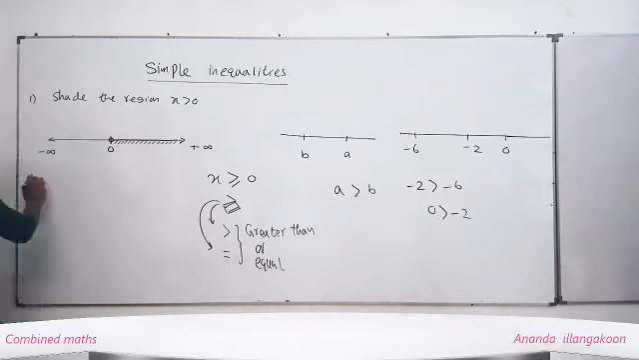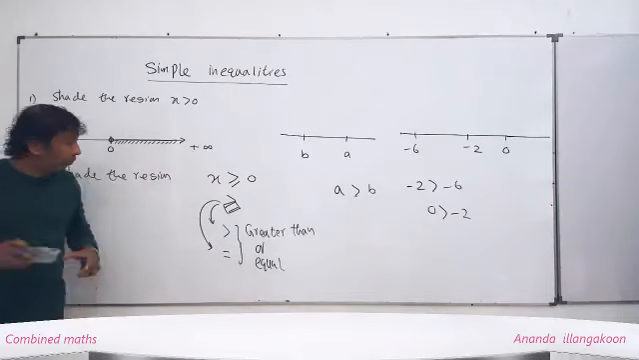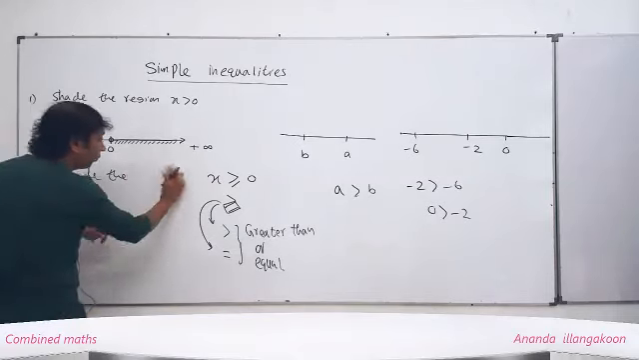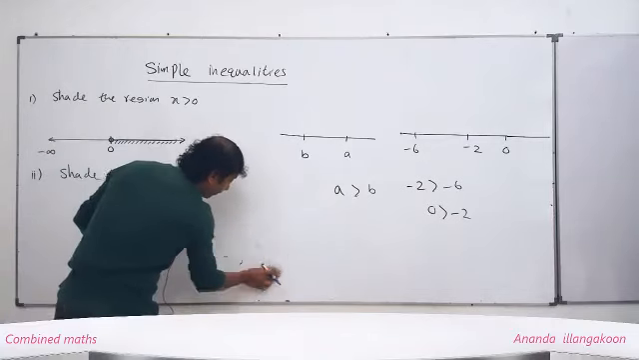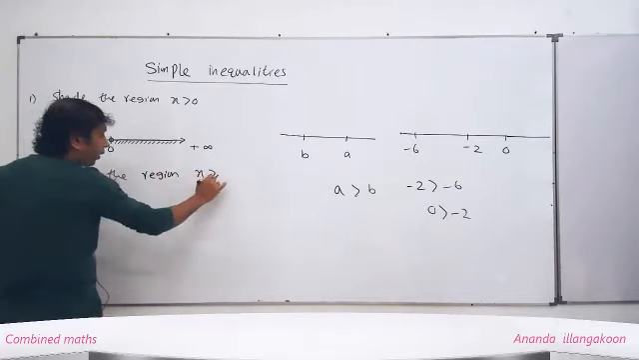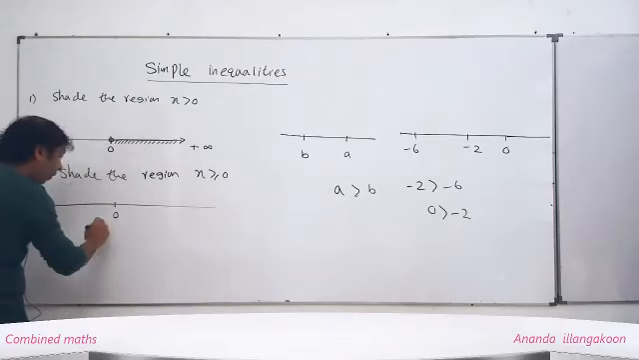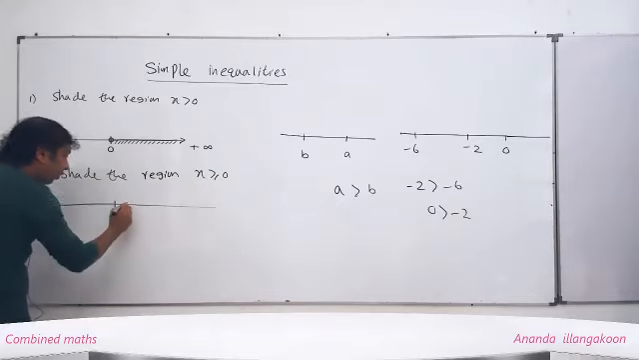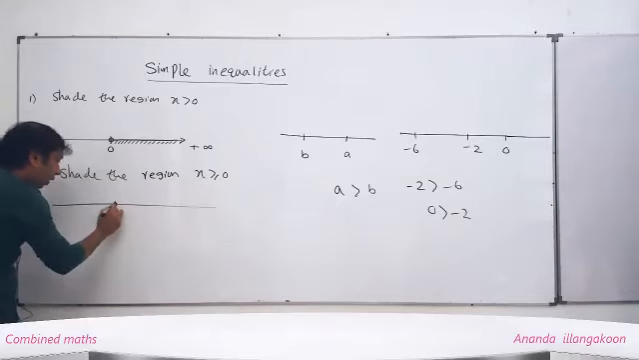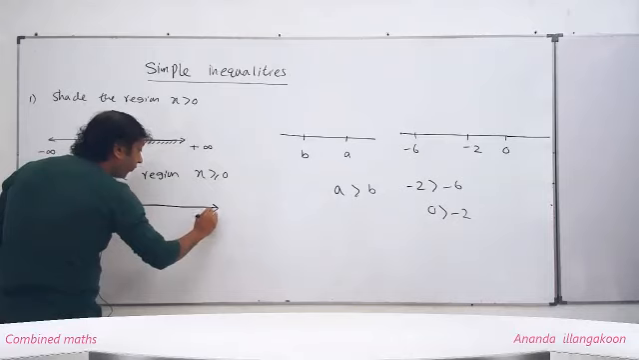Now, secondly, people, shade the region x greater than or equal to 0. Then it means this way, 0 here. Right now, here we have an equal sign, so you have to circle here at 0 and color this. This way, up to what, people? Positive infinity.